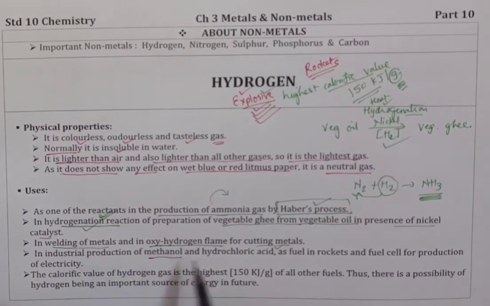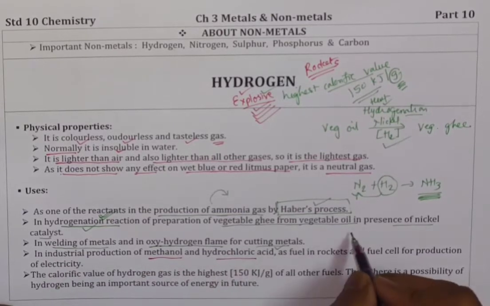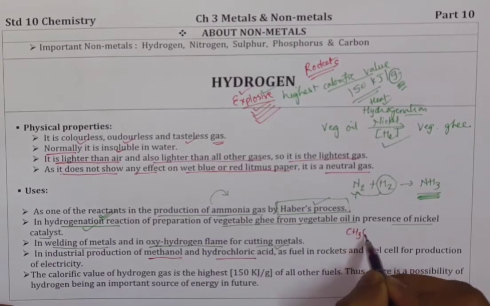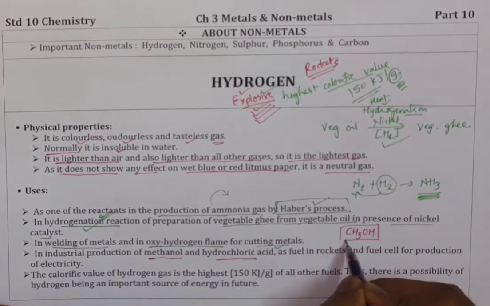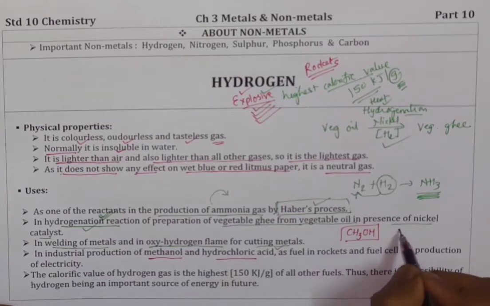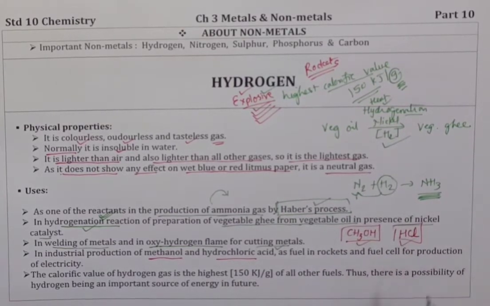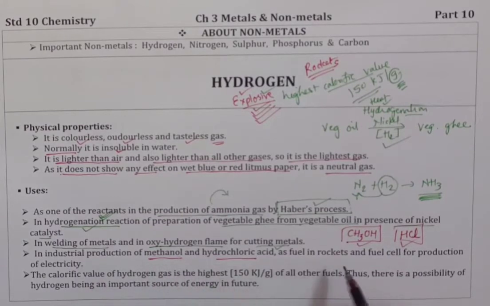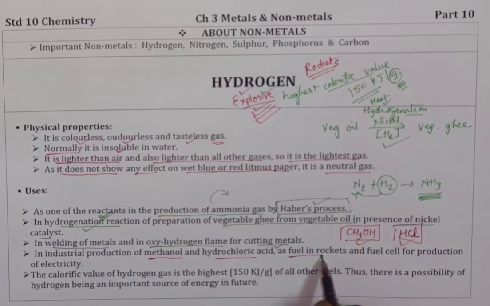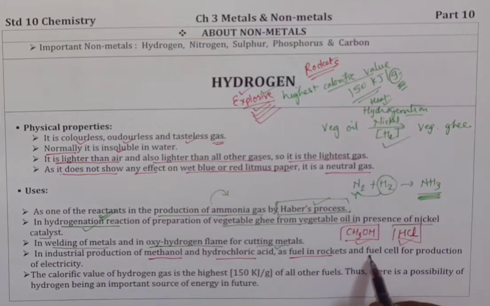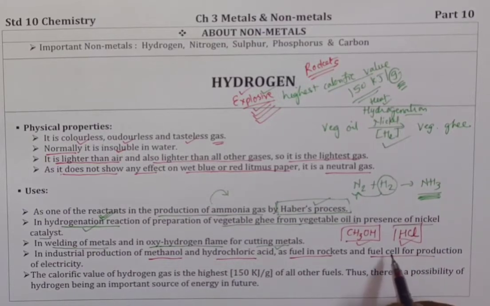Industrial production of methanol and hydrochloric acid. Methanol is CH3OH. This is the formula of methanol. Alright. And hydrochloric acid, the formula is HCl. Alright. So in production of these two chemicals in the industries, hydrogen is used, as fuels in rocket, as I said earlier. Fuel cells. Alright.